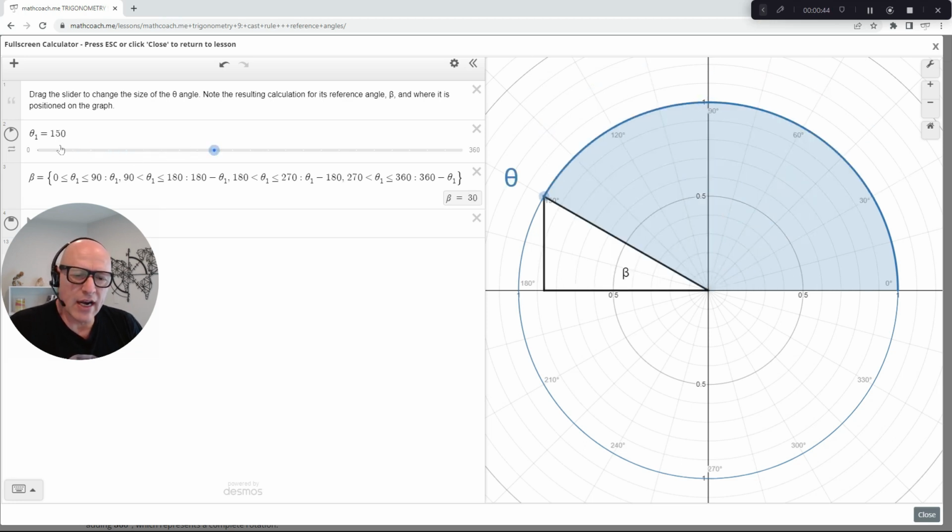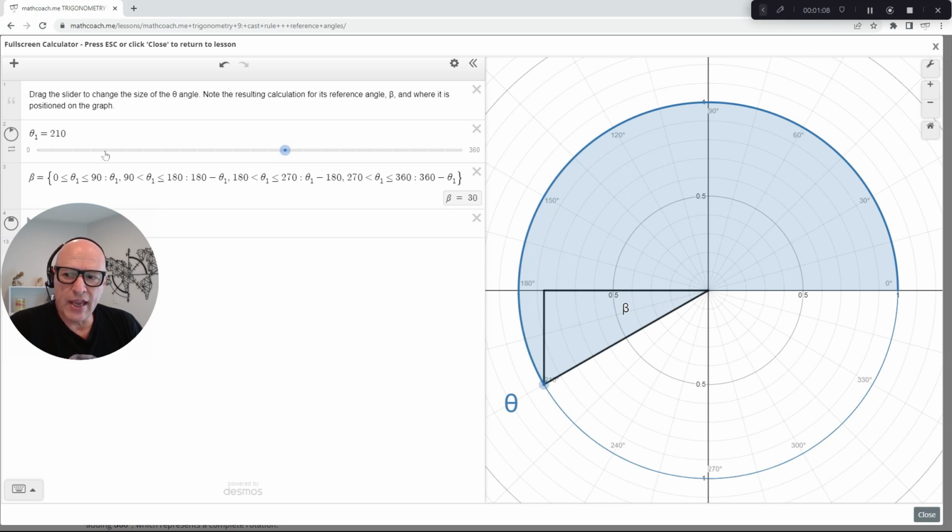Okay, so I've got theta at 150 degrees and beta is calculated at 30 degrees with this part of the piecewise function. So when theta is between 90 and 180 degrees, beta is equal to 180 minus theta. 180 minus 150 gives us our beta reference angle at 30. Going on.